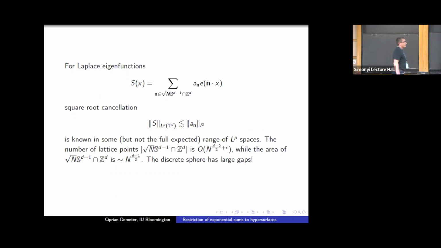So for Laplace eigenfunctions, the story is more complicated, and it's open even in the first interesting case in 3 dimensions, d equals 3. You'd expect square root cancellation in a certain range that I didn't write here. However, we only know square root cancellation in a smaller range.